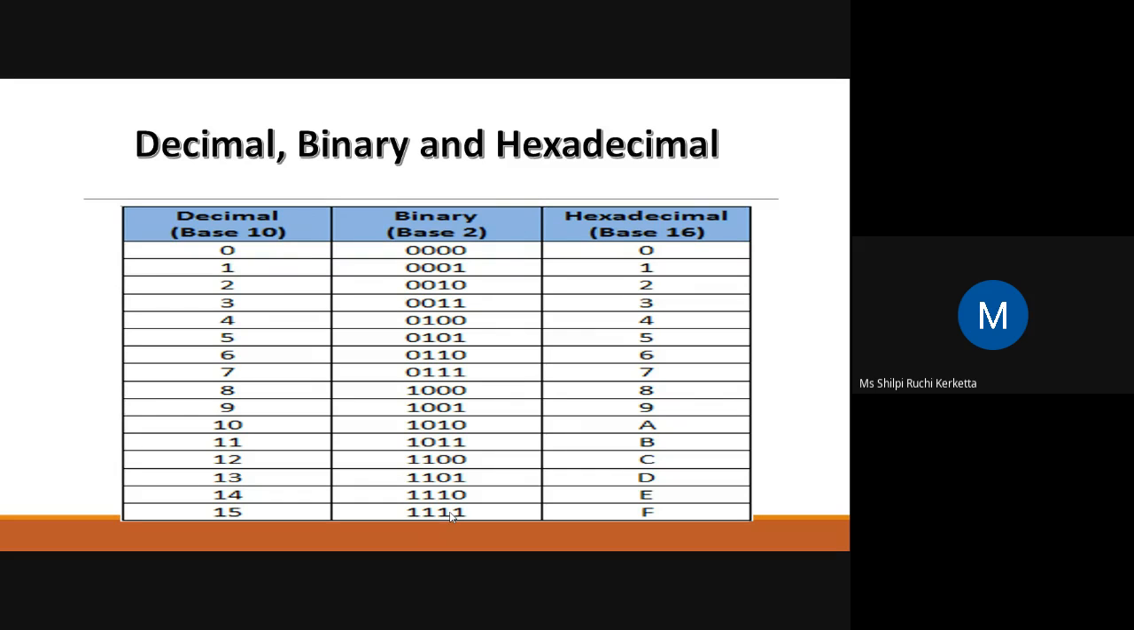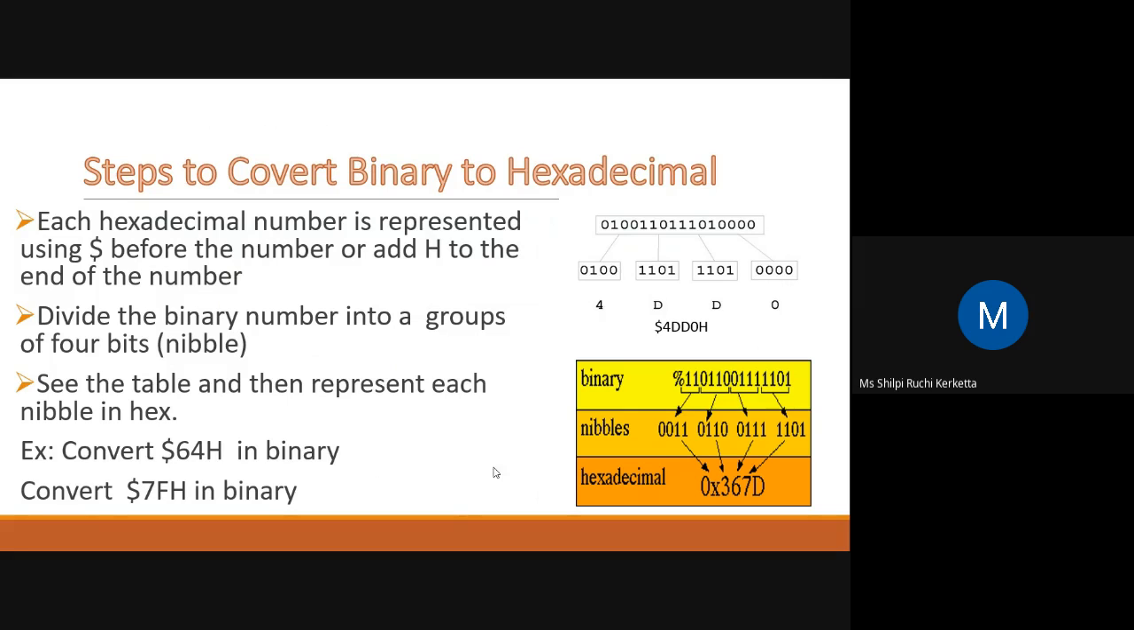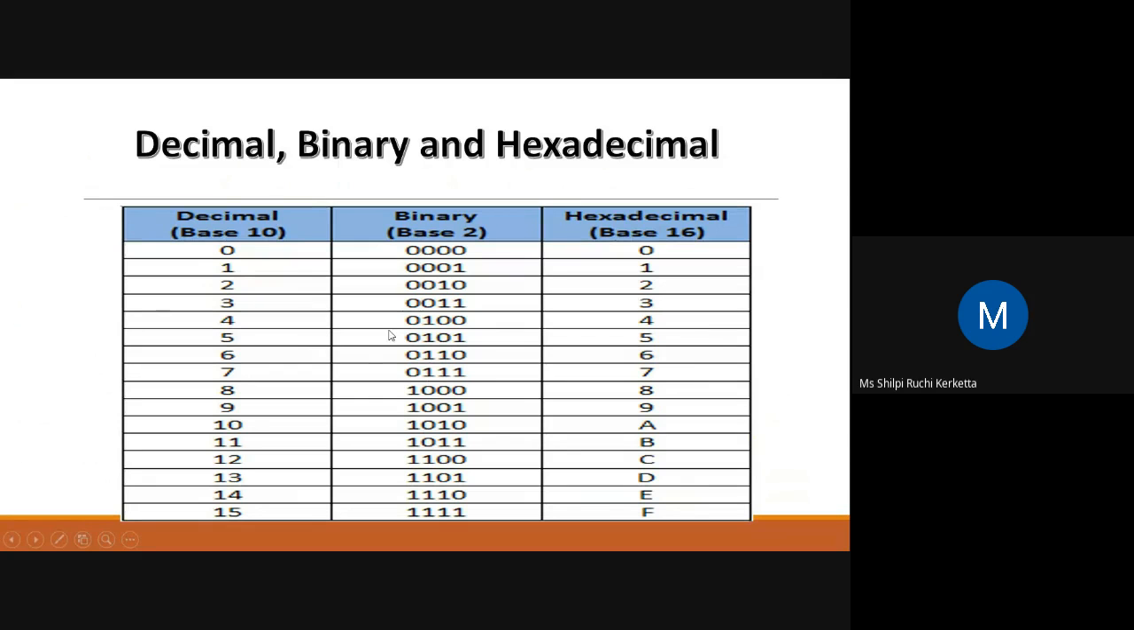If I give you an example, like we have a code, 4DD0. If we see the table, for 4 it is 0100. Then here we are having a D, so 1011. So what if we write it as 13? If we write 13 instead of this D, then it will become two numbers, 1 and 3.